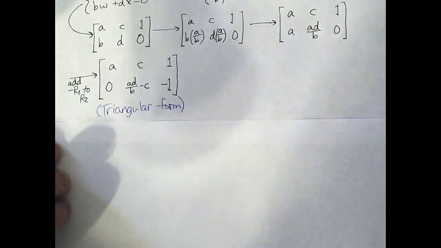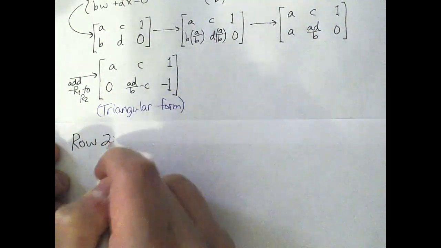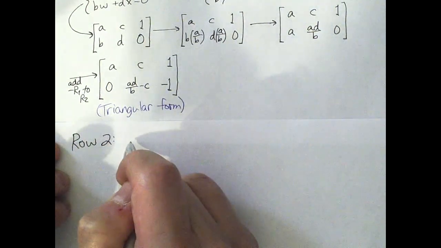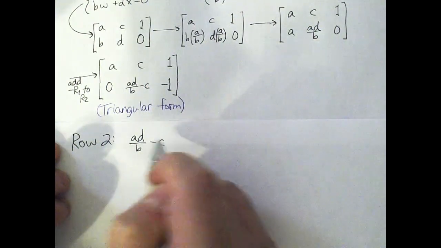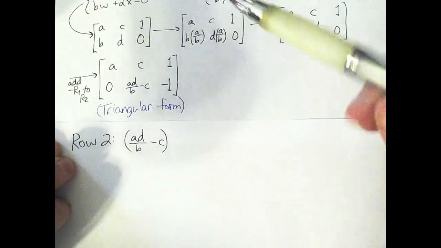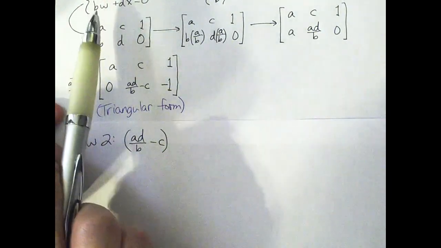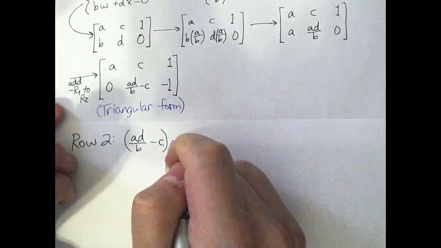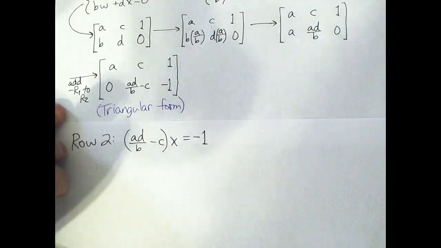Okay, what does row 2 say? Back substitution, usually you start with row 2, right? Row 2 says that AD over B minus C times, let's remember the system that this came from had a column where the unknowns were W and a column where the unknowns were X. This is coming from the X column. So row 2 is telling us this about X.